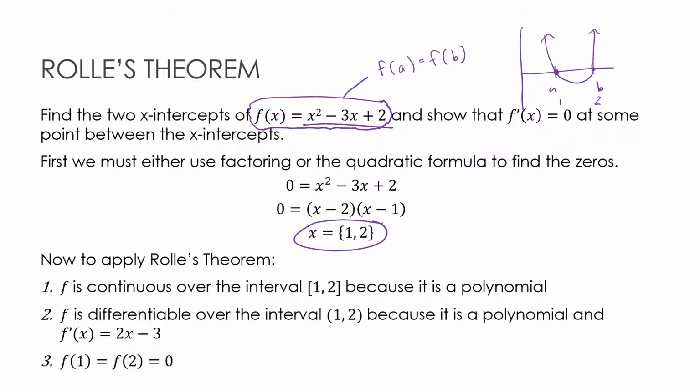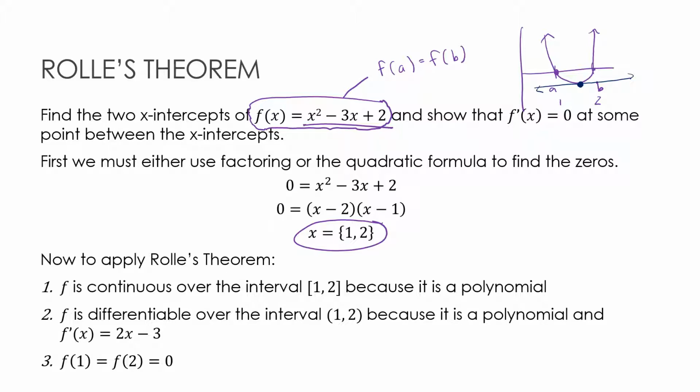We get the idea. We basically have to prove that at some point between A and B, there's going to be a horizontal tangent line that would tell me that there is a min or max at that point. Obviously, in this case, it would be a minimum. So how do I apply Rolle's theorem? First, I have to prove the 3 conditions.